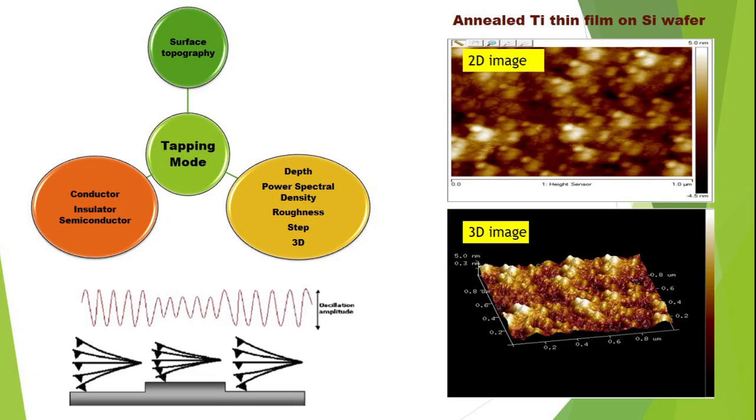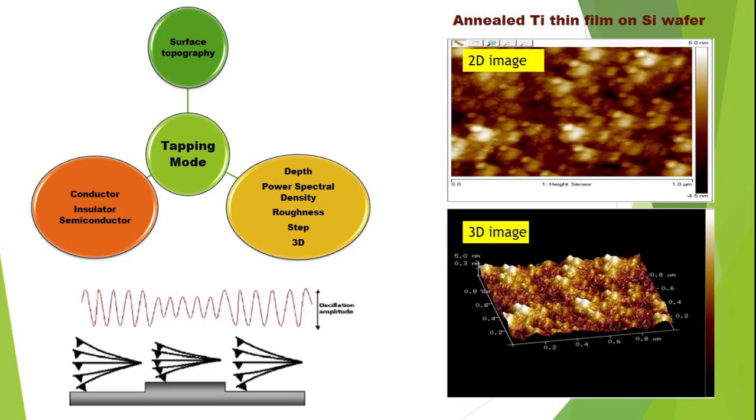So first coming to tapping mode, with the help of tapping mode of AFM, you can easily get the surface topography, and you can do tapping mode scanning over a conducting surface, an insulating surface, or even a semiconducting surface. And when further using your software you analyze the data, you can easily find from it the depth, power spectral density, the roughness of your surface. You can easily find a step over your surface, and even you can see the 3D profile of your surface.